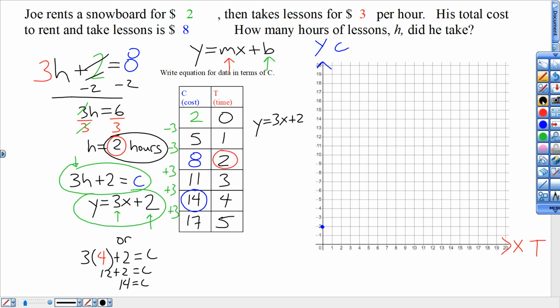And then, of course, all my other points, over 1, up 5, over 2, up 8. That's that point in the data table right there. Over 3, up 11. Over 4, up 14. Over 5, up 17. Draw a straight line through those. That line goes on forever. All right, next word is stick.